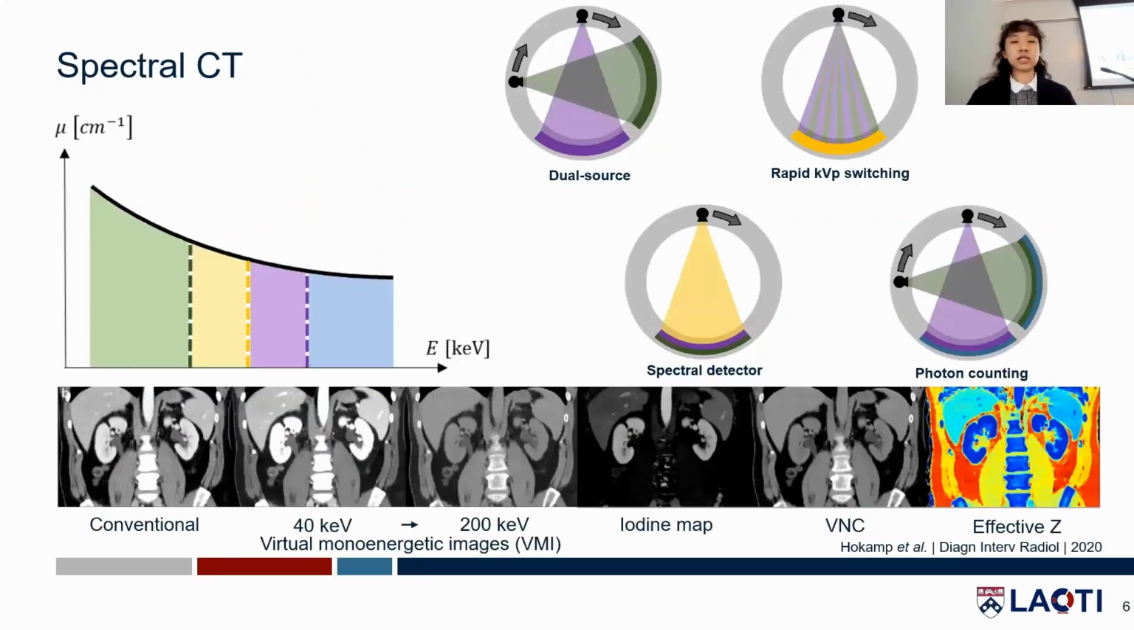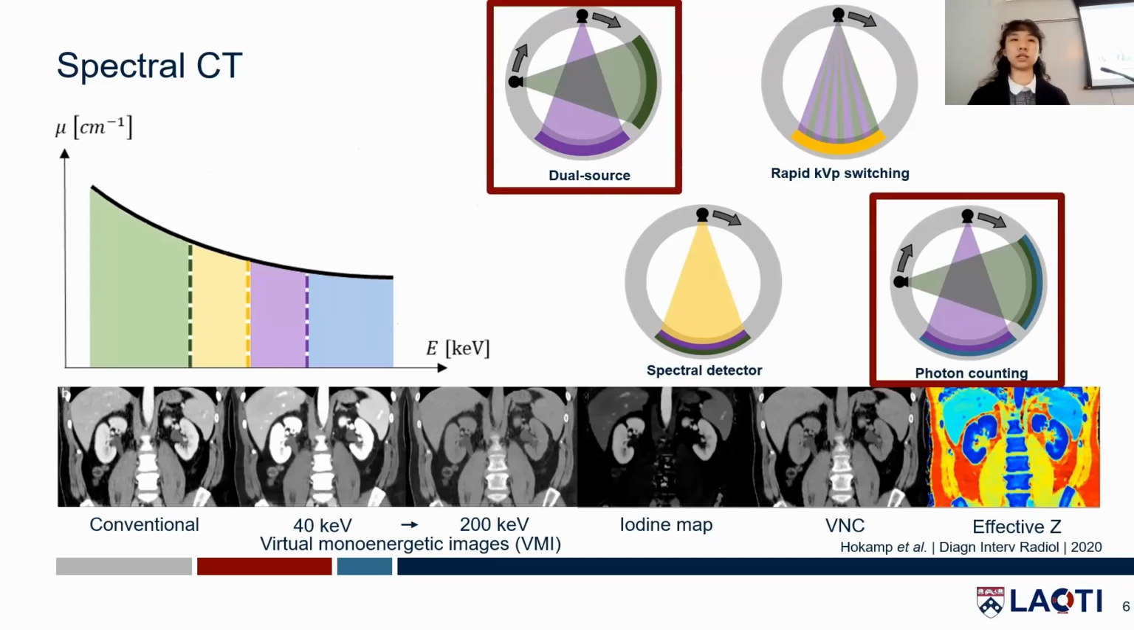Another development in CT is spectral CT, which utilizes the attenuation from 2 or more spectra in order to improve material quantification and characterization. There are many ways to achieve this, as many people have discussed over the last 2 days, including dual source, rapid kVp switching, spectral detector, and photon counting. Here we're talking about dual source photon counting CT.